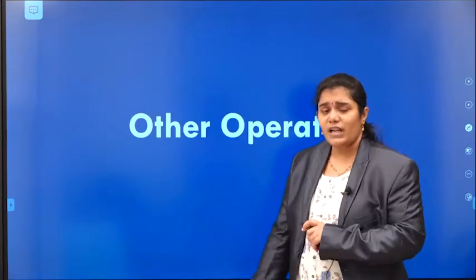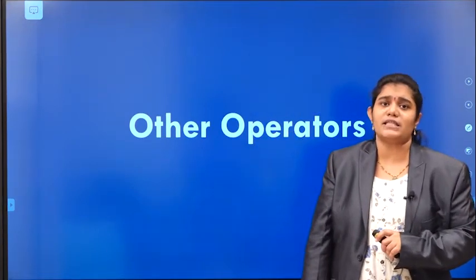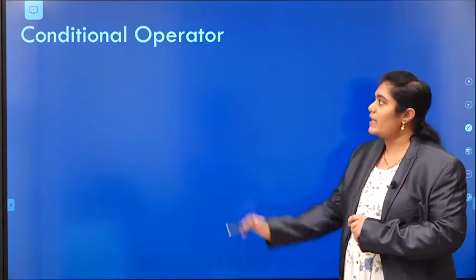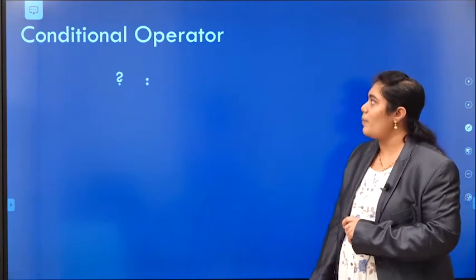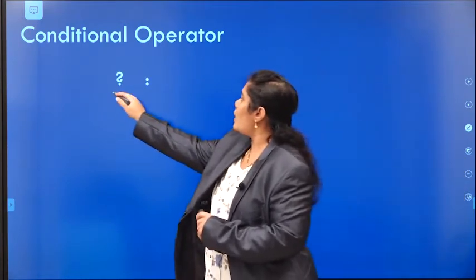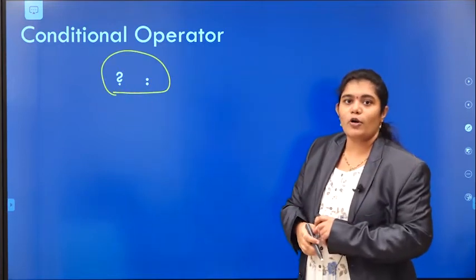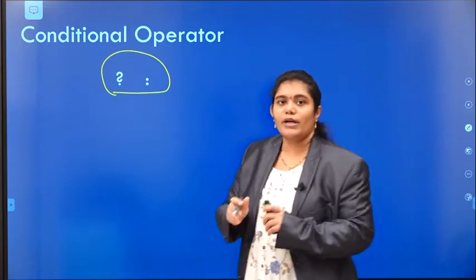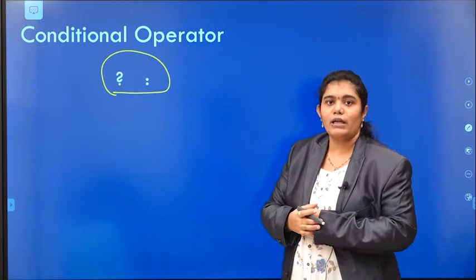Now let us discuss the remaining operators available in C programming. We have the conditional operator. It is a very useful operator in C programming. What is a conditional operator? The conditional operator is indicated by the symbol of a question mark followed by a colon.